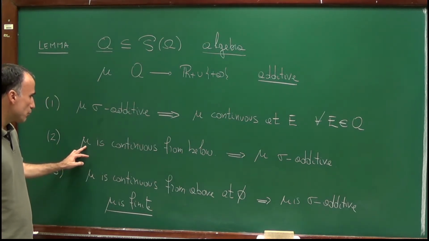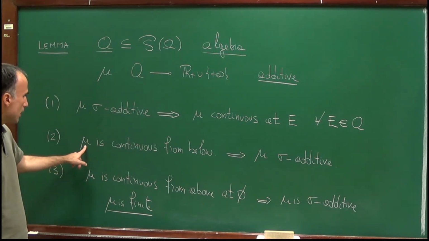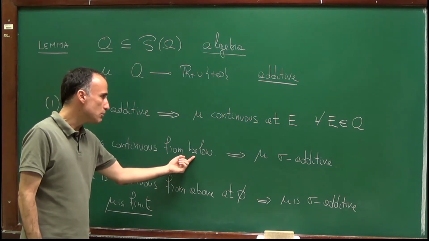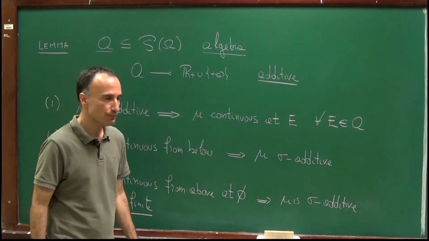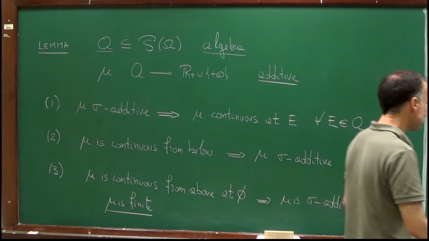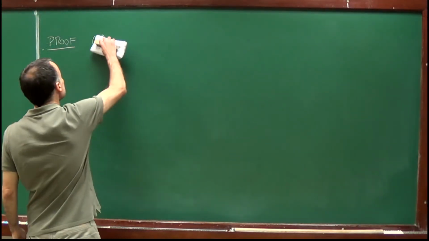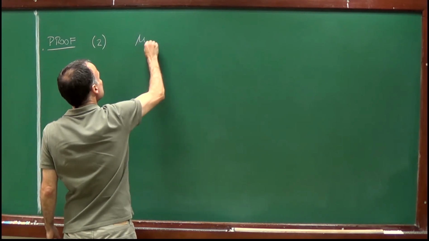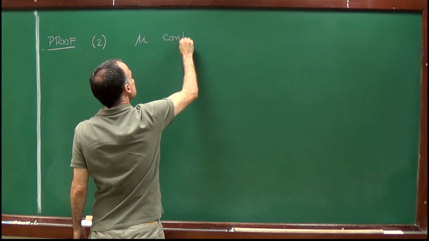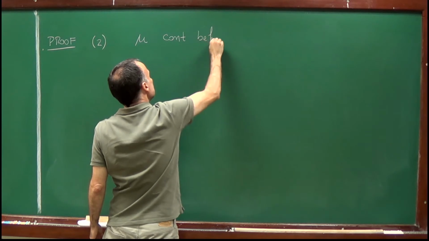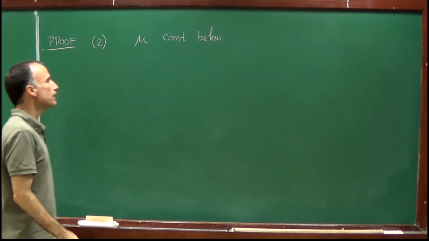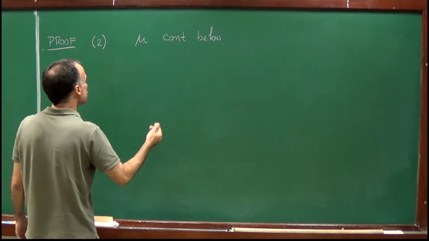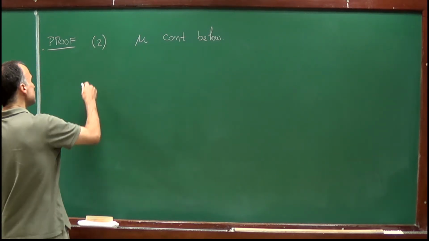So here what we want to do is to show that if we have a function which is continuous from below, then it's sigma additive. So let's prove that. This is the second assertion of the lemma. So I'm assuming that mu is continuous from below. And well, you can imagine the proof. I want to show that mu is sigma additive.